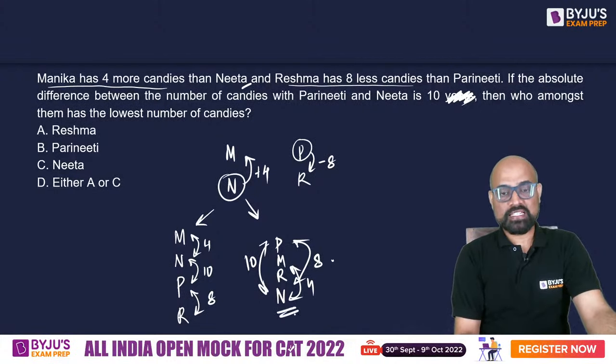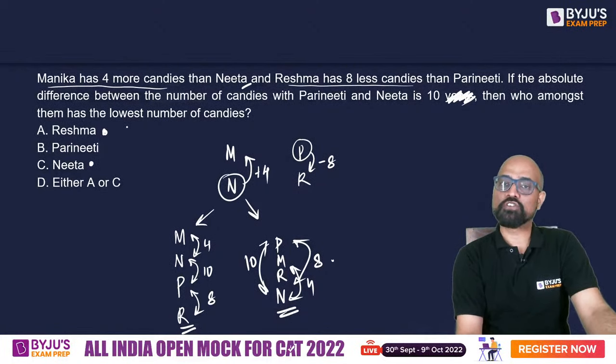So in this case, Neeta has the least number of candies. In this case, Reshma has the least number of candies. So it could be Neeta, it could be Reshma. One of these two will work out, right? So we will have either A or C as the right answer.